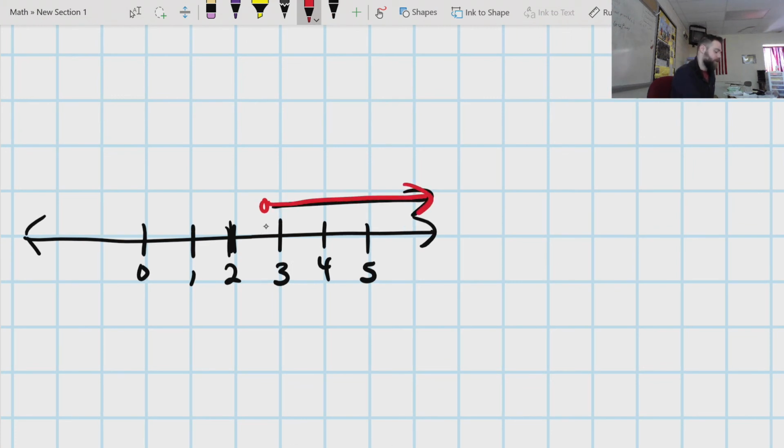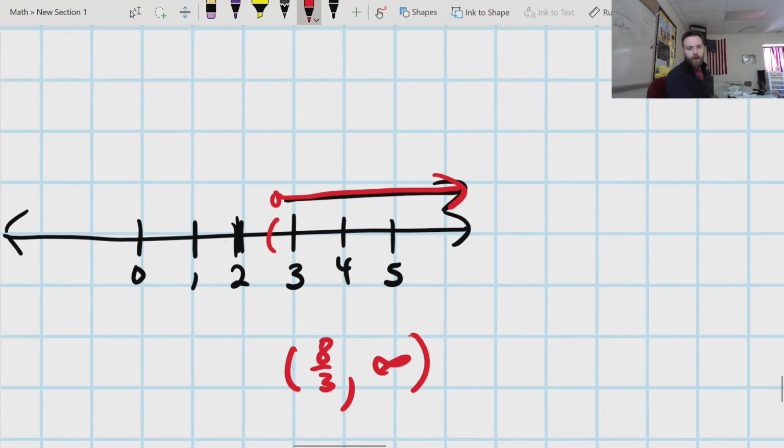So I'm going to mark that with an open parenthesis, and then I'm going to continue all the way to positive infinity. That arrow is going toward positive infinity. So positive infinity is over here, so I have to change my hands. Positive infinity is this direction, negative infinity is this direction. Since it's pointing toward that direction, it's positive infinity.